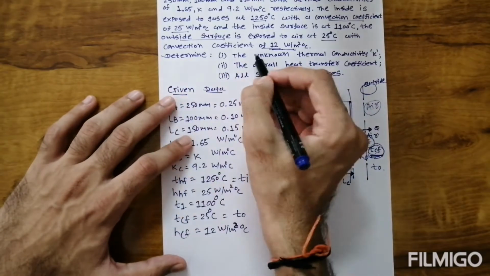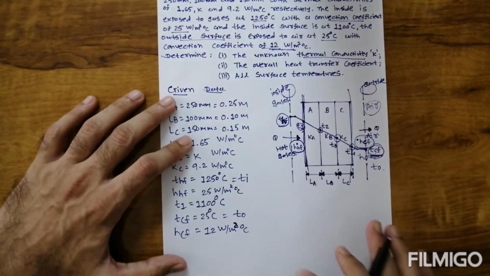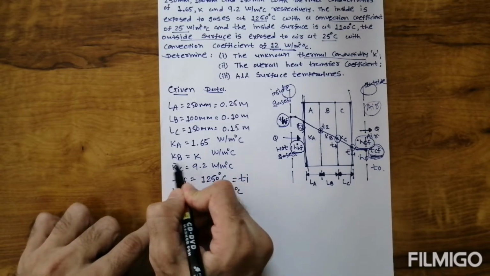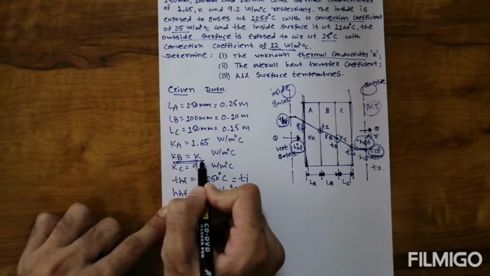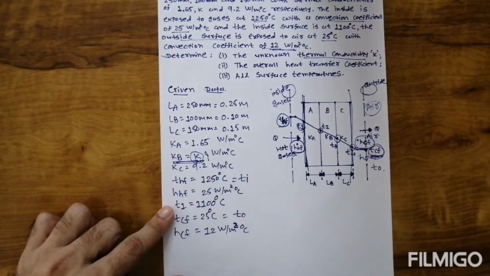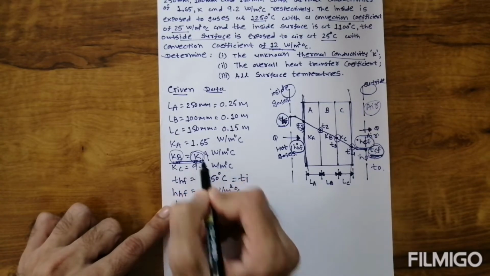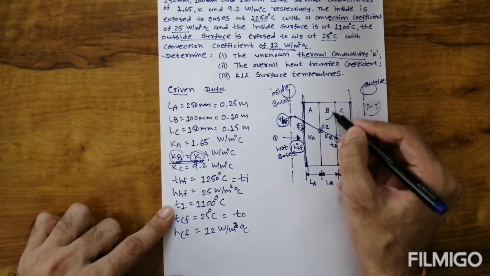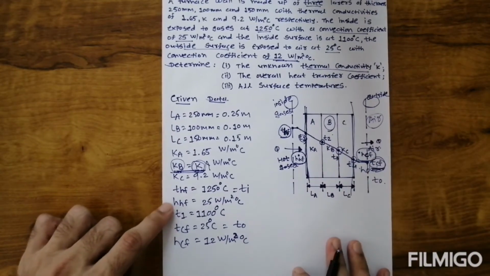Now determine first the unknown thermal conductivity K. What does unknown thermal conductivity K mean? Here Kb is equal to K, as you can see. If I find out K, it means the value of Kb is found out. That is, the unknown thermal conductivity K for layer B will be found out.